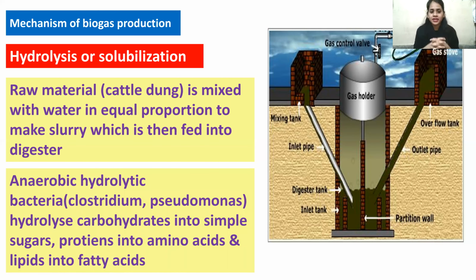Anaerobic hydrolytic bacteria. Okay, methane gas is produced only by anaerobic digestion, please remember this. So anaerobic hydrolytic bacteria like Clostridium and Pseudomonas, they will hydrolyze, okay, they will hydrolyze the carbohydrates into simple sugars, proteins into amino acids and lipids into fatty acids. See, understand this. The raw material has carbohydrates, protein, and fats, right? So now the breakdown of these three is necessary. So the breakdown of these three will be done by anaerobic hydrolytic bacteria, that is Clostridium and Pseudomonas.